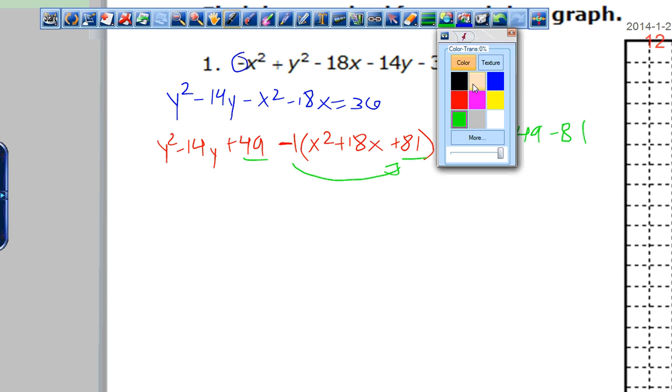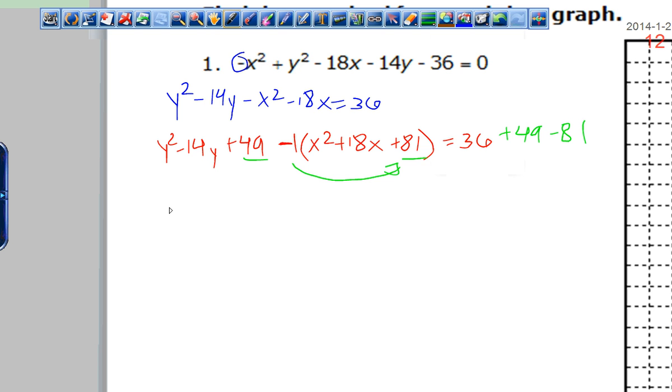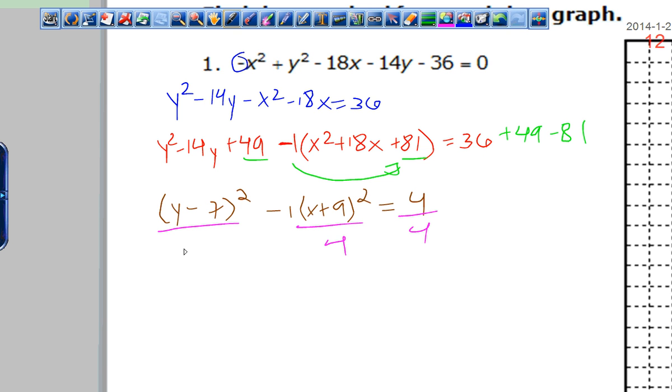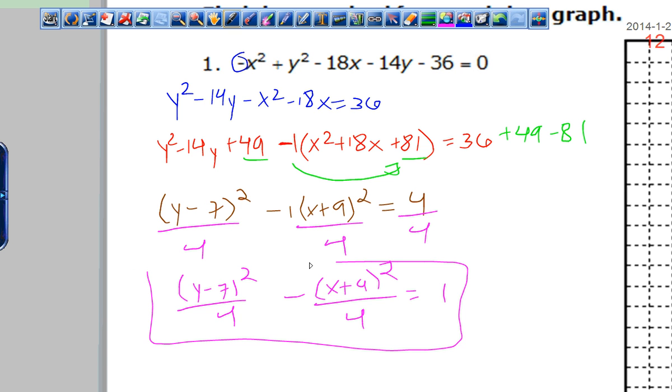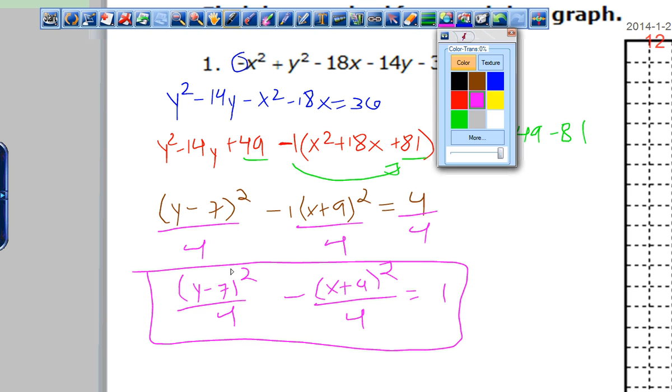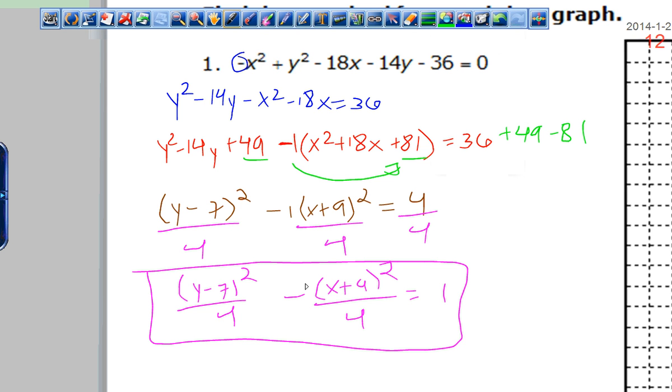Next step is going to be to combine everything together, factor, do all that stuff. So I got y minus 7 squared minus that 1, and then x plus 9 squared equals 4. And then my last step, I'm going to divide everything by 4. So I get y minus 7 squared over 4 minus x plus 9 squared over 4 equals 1. And that's the equation for a hyperbola, right? It has a minus symbol. It's got two fractions, all that stuff.